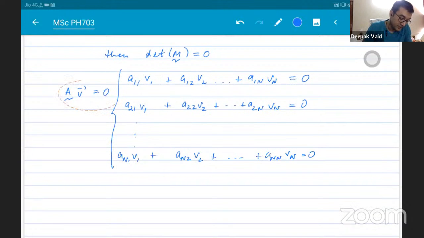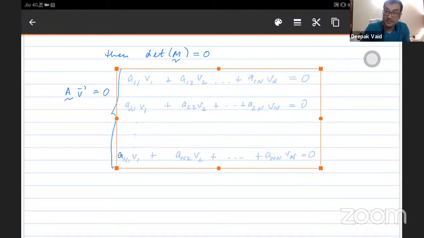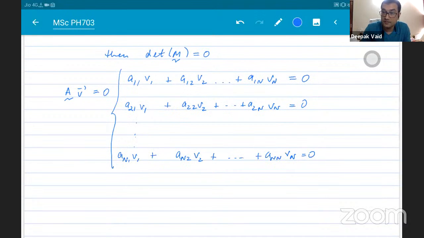Then this matrix expression is the same as this set of linear equations, right? And how do you solve these linear equations? You solve this system of n linear equations by eliminating each one of the variables. So for example, I will take these two equations. I'll multiply the first one by A21 and the second one by A11. And then I can subtract these two equations.